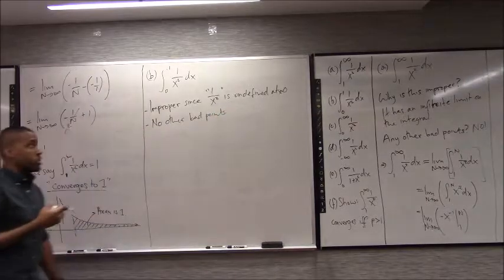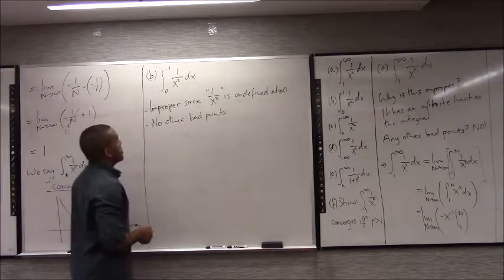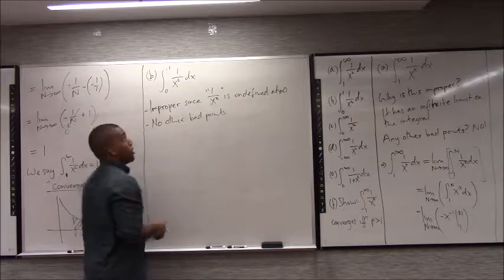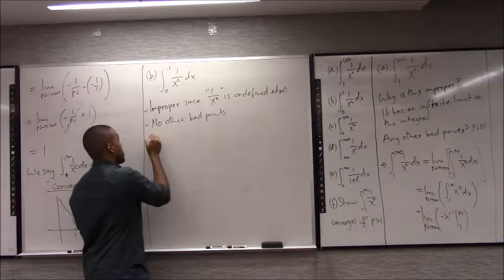But let's look at this one now. It turns out that the infinite area going off that way converges, it exists. What about the infinite area going off this way, up the y-axis? Well, let's see. Does that actually work? So what I would do is I would take a limit.